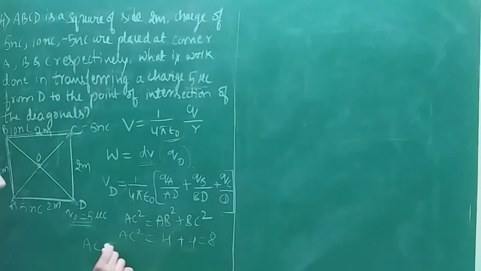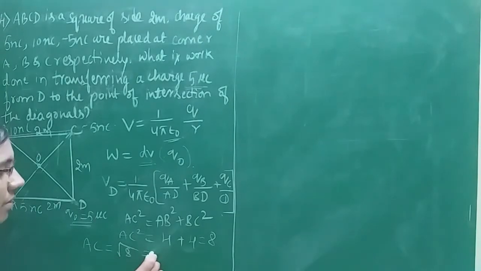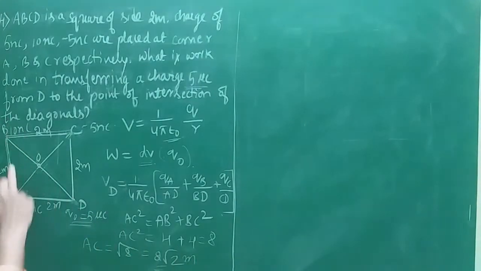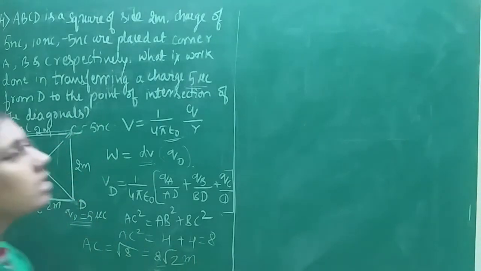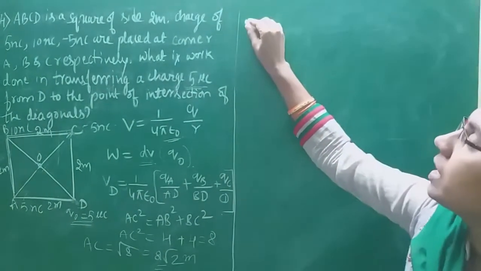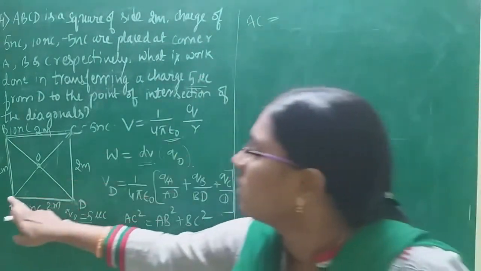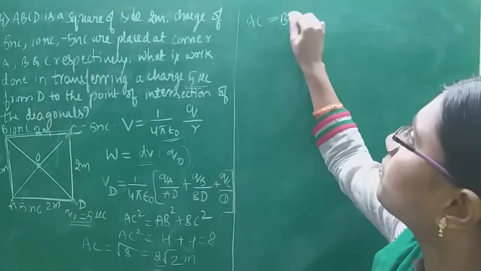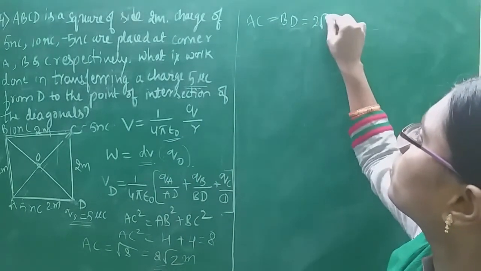Therefore, AC is equal to root of 8. Root of 8 means 2 root 2, because 4 into 2. So you will get 2 root 2 meter. That is the value of AC. Diagonals are equal in the case of a square. Therefore, AC will be equal to BD, that is equal to 2 root 2 meter.